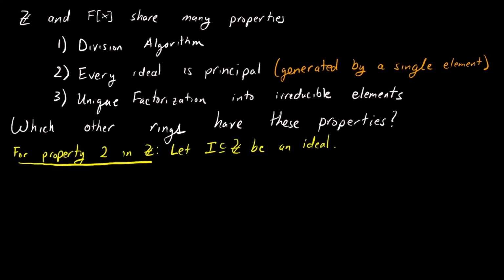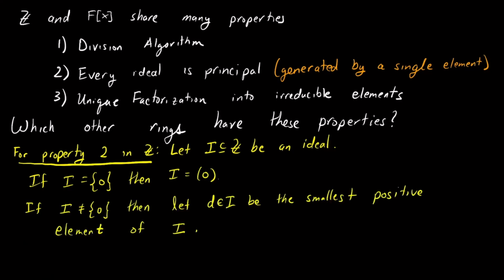For property 2 in Z, what we can do is start with an ideal I. If I is just the ideal containing 0, then we know I is generated by 0. If I is not the zero ideal, then we can use well ordering to choose the smallest positive element of I, call it D, and show that I is the ideal generated by D. So hint, use the division algorithm. If you want to try this exercise, go ahead and try it. If not, we're going to prove this in more generality in a little while.